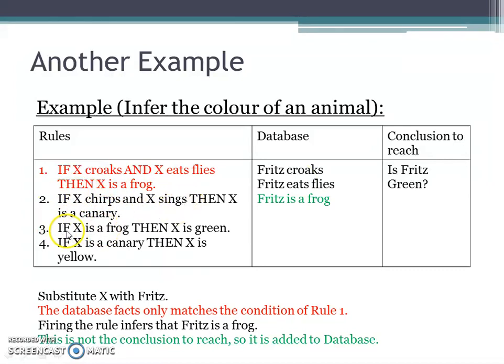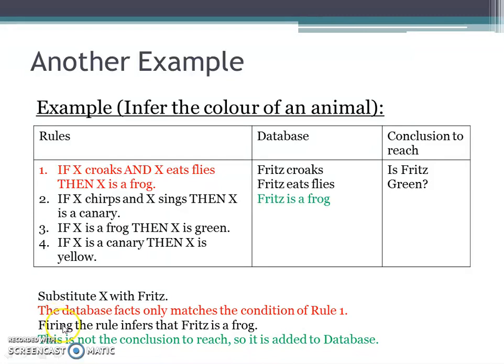Now going down to this, if X is a frog, again we don't find any facts from the database that say X is a frog, so this is false, therefore it is not triggered. And the same goes for rule number 4, where it says Freeze is a canary, and obviously there's nothing here that says that, so this is not triggered as well. So among these 4 rules, only the first one, the one that I colored in red, is the only one that triggers, and therefore this will be the rule that will be fired. Right, so there is no conflict to resolve here. There's no conflict because there's only one rule that will be fired. Hence the statement here that says the database facts only match the condition of rule 1.